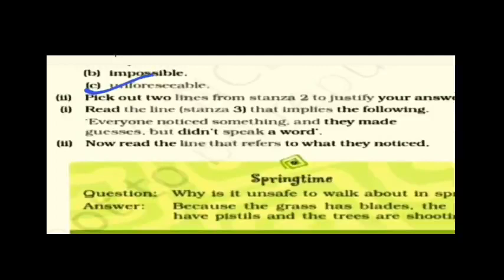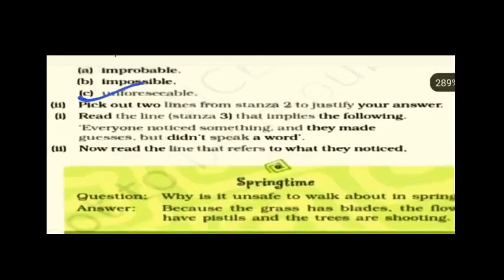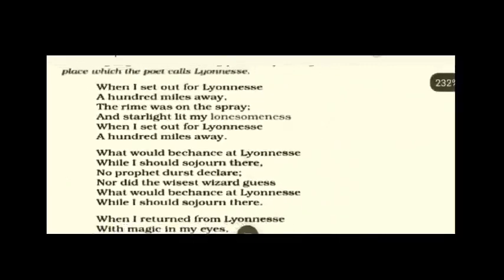So now, 2 lines from stanza 2 to justify your answer. So you are asked to justify your answer by picking up 2 lines from stanza number 2. Let's see. Here is stanza 2. Let's pick out 2 lines. What would be chance at Lyonesse while I should sojourn there? No prophecy did declare, no sign. Class, full of lines. You choose any 2. Okay.